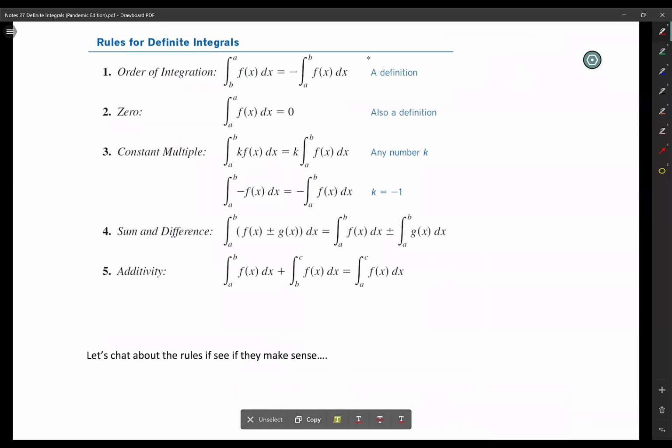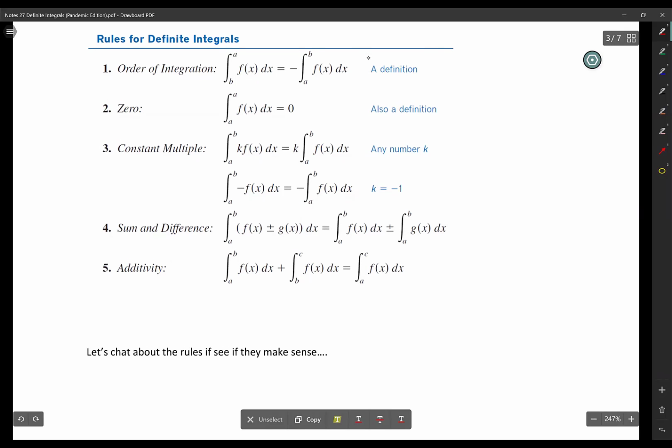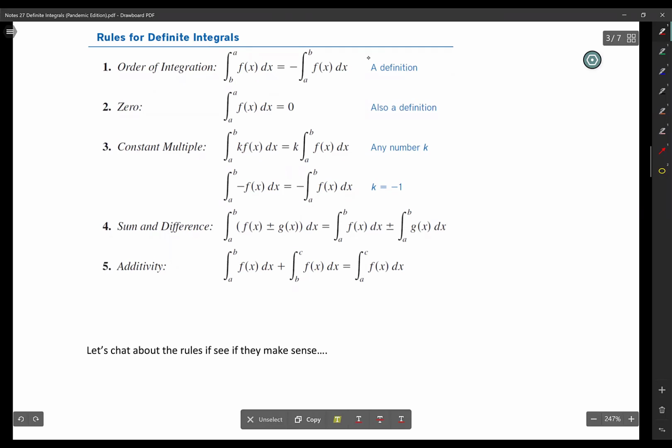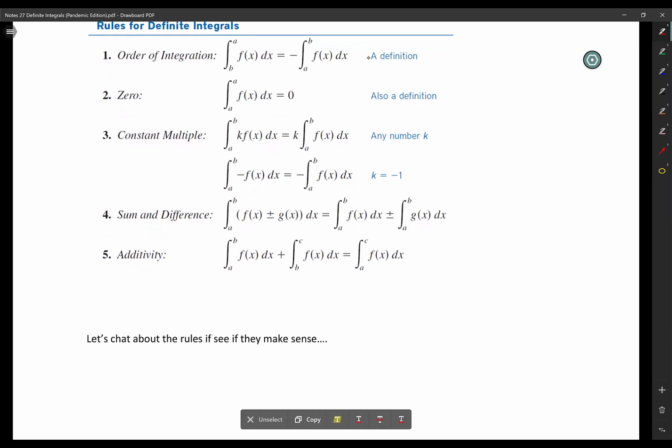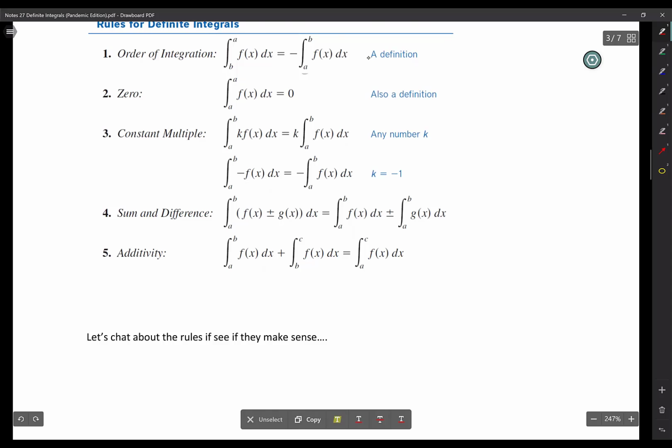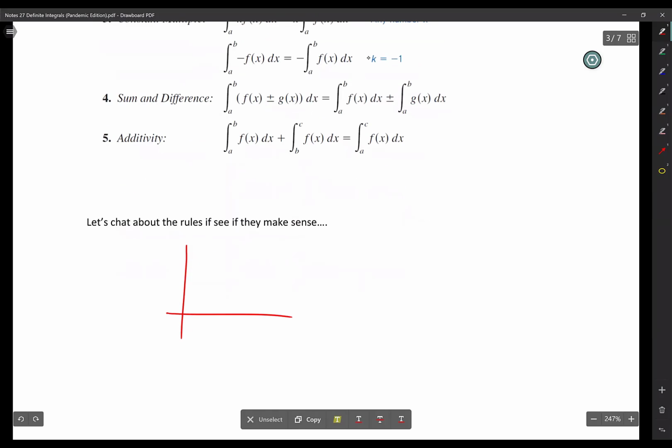These are the properties that we got to know. And don't worry, we're going to talk about all of them. That's why I put, let's chat about the rules and see if they make sense. So let's talk about the rules, guys. Order of integration. I don't like that they put a B down there and then an A and then A, B. I wish I would have done A, B, and then B, A, but whatever. I'm not going to do it the way they did it. So let's chat. A, B.